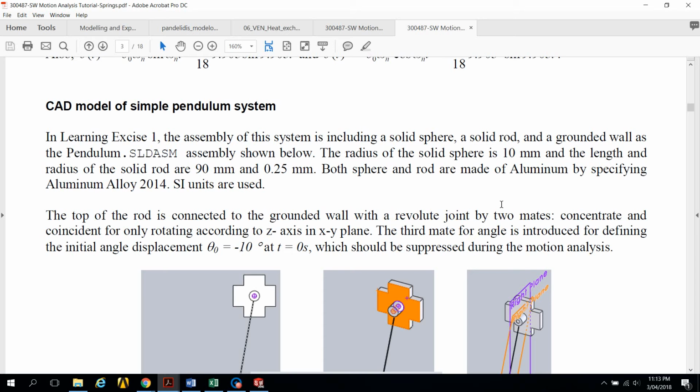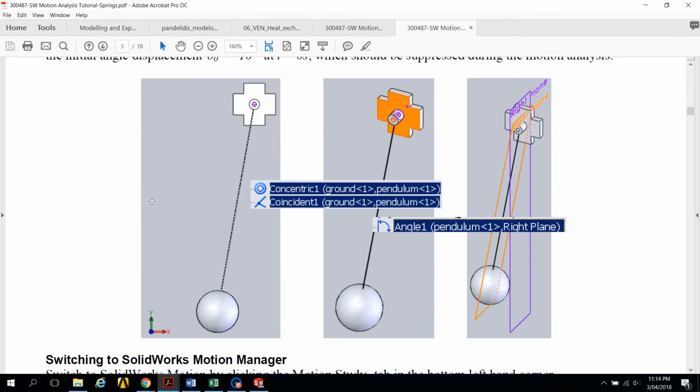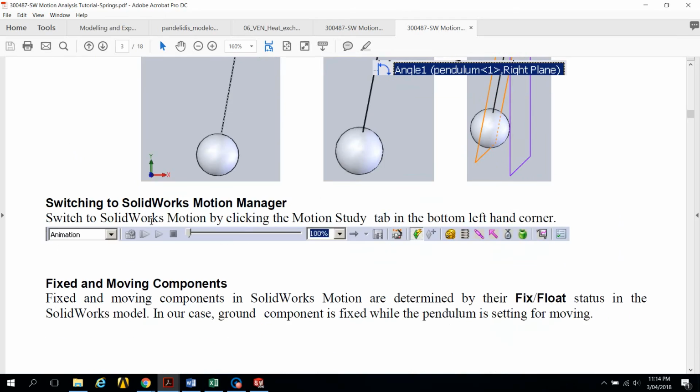The top of the rod is going to be connected to a grounded wall with a revolute joint by 2 mates, the concentric and the coincident, for only rotating about the z-axis in the xy plane. The third mate is going to be the angle introduced for defining the angle of displacement theta 0, which is going to be equal to minus 10 at t equal to 0, which should be suppressed during the motion analysis. So these are the mates we are going to have.